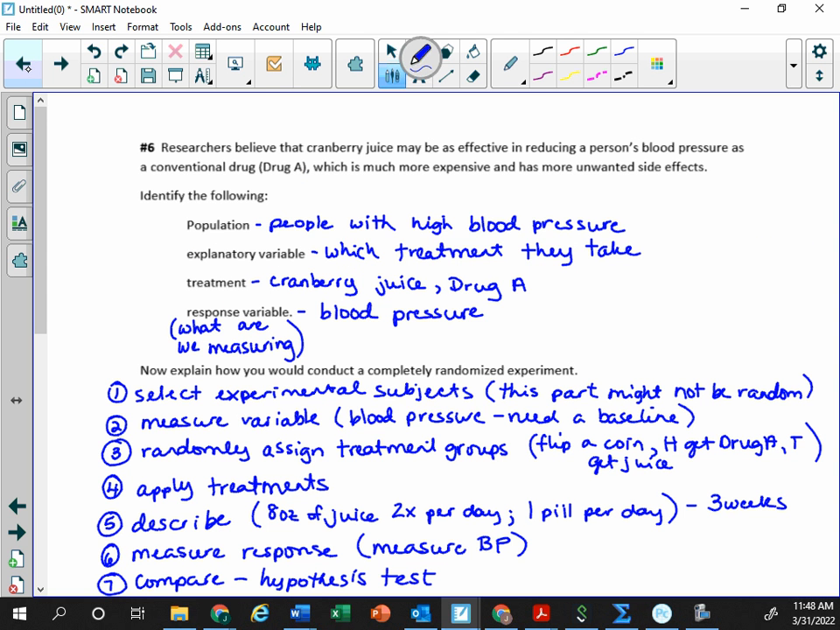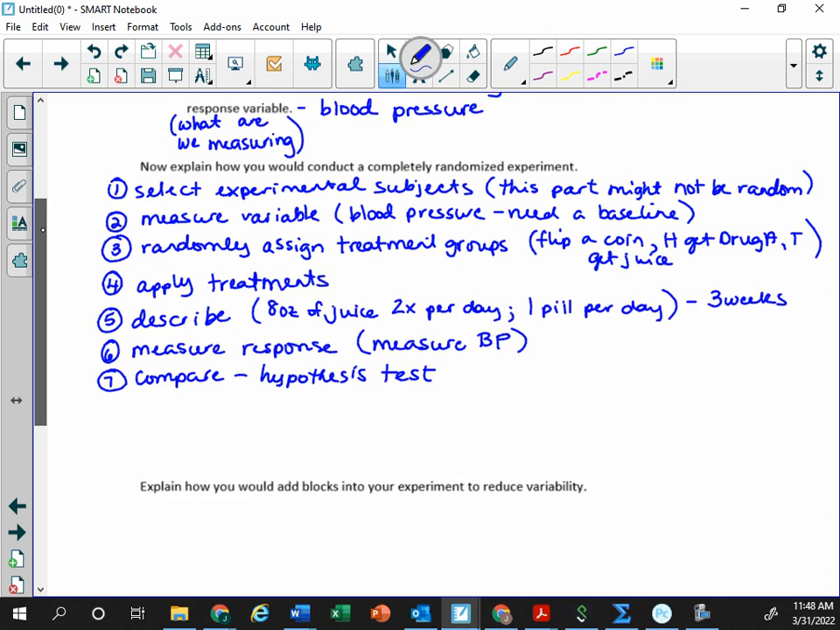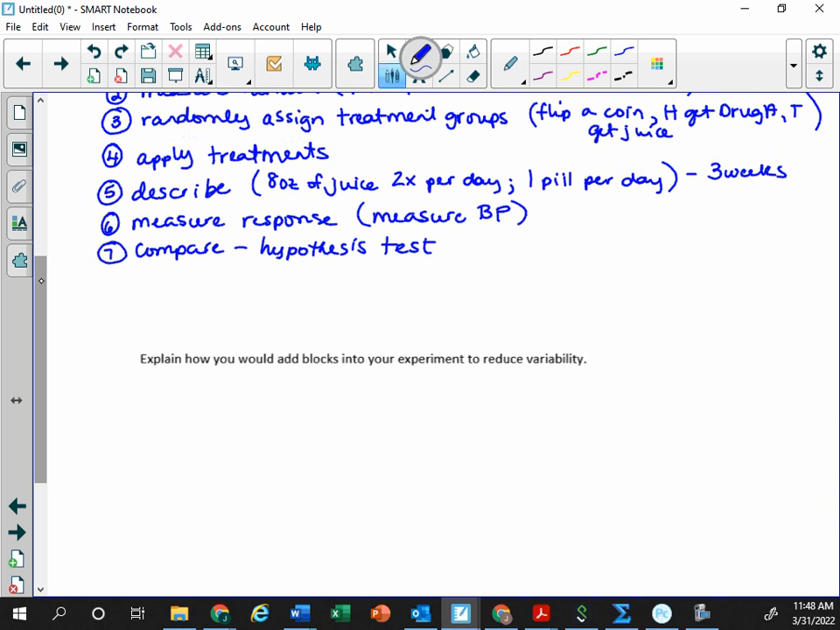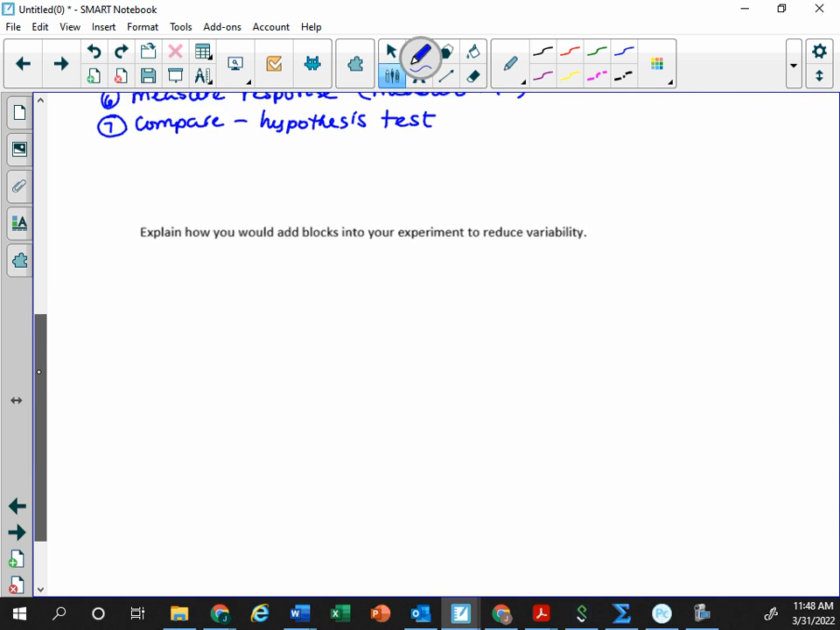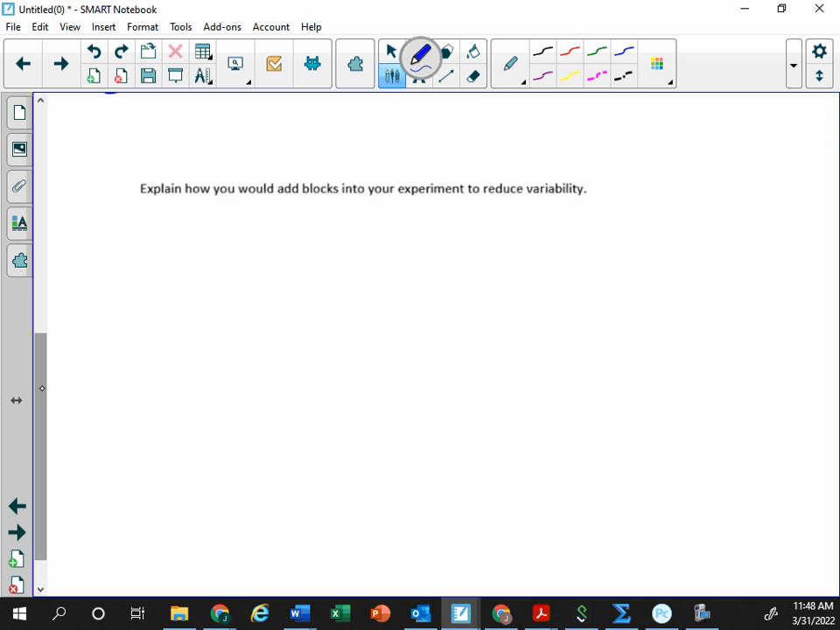All right, so that is just a basic, completely randomized experiment. So let's say we want to conduct the same experiment, but we're going to add blocking into this experiment. I'm going to do just the picture part first. We don't need to rewrite everything that we did in the last one. So again, we have our subjects.